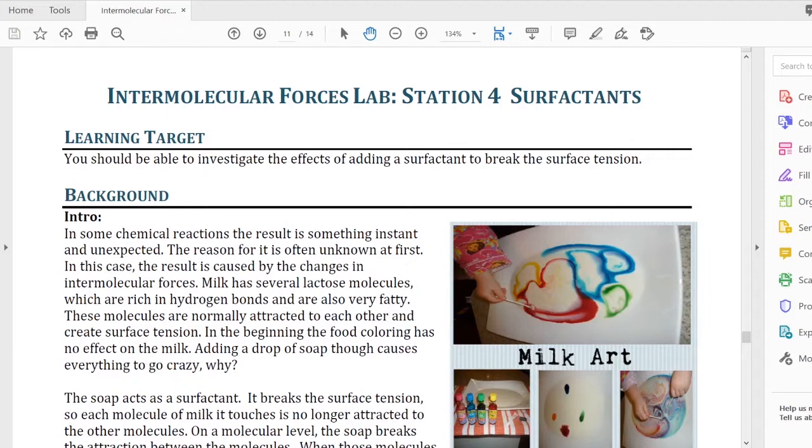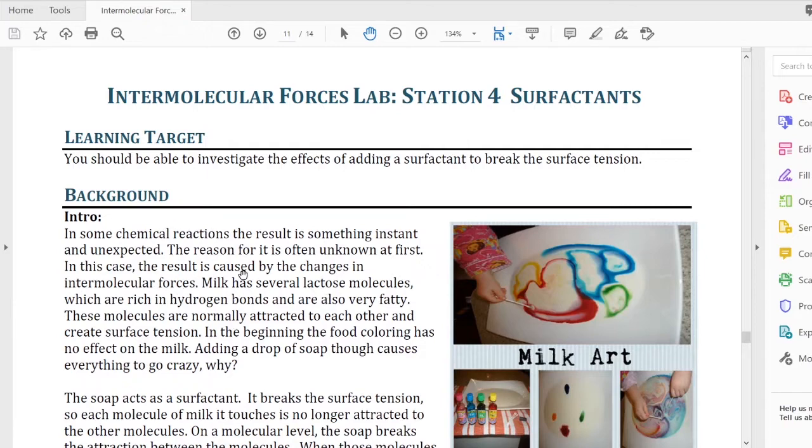All right, here we are at our last station. So remember we talked about surfactants back in station 1, and we saw that work when I added soap to the water and how it broke that surface tension. We're going to watch that even more in this station. So you should be able to investigate the effects of adding a surfactant to break the surface tension. Remember how that is really important in medicine as we breathe. We need that surfactant in our lungs to break the surface tension of the mucus so we can actually breathe in oxygen, okay?